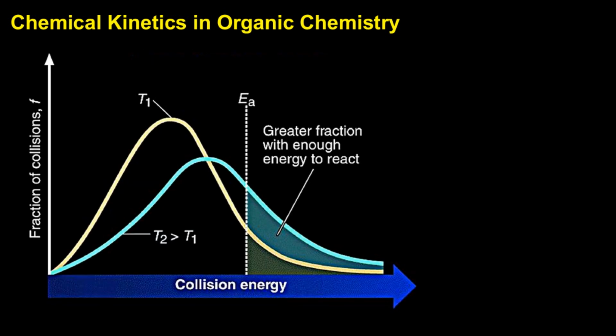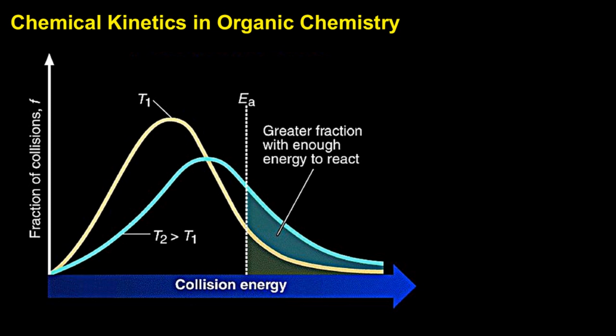In this graph, the x-axis represents collision energy, and the y-axis shows the fraction of molecules that have that energy. As temperature increases, the entire distribution shifts to the right, which means more molecules now have enough energy to overcome the activation energy barrier, EA.